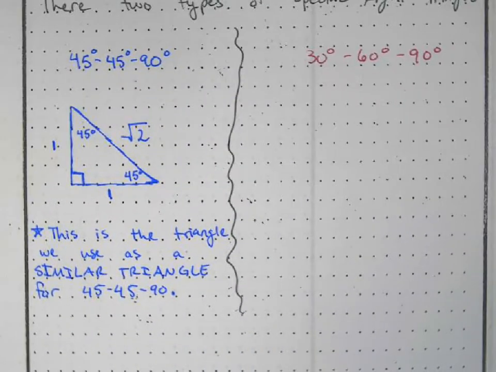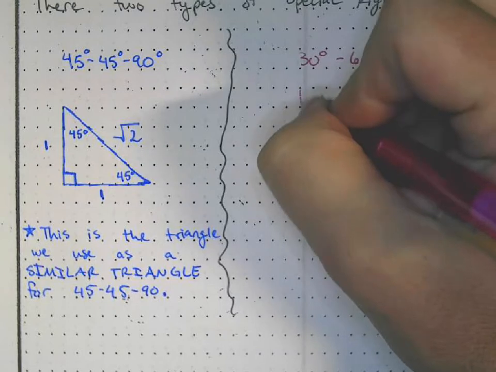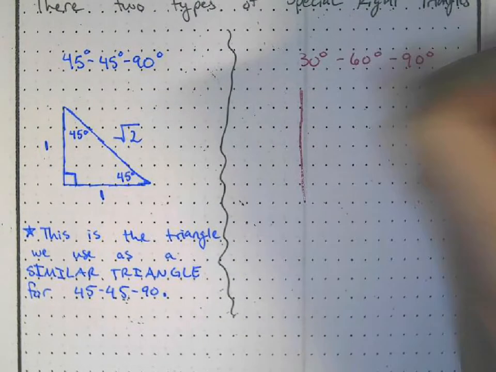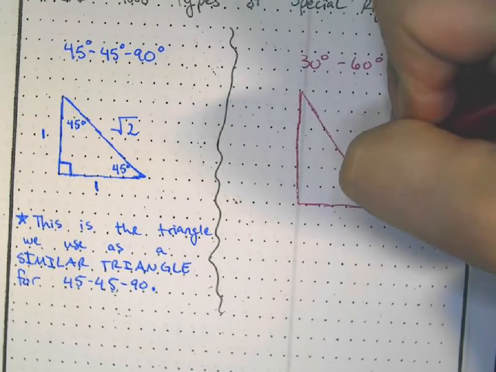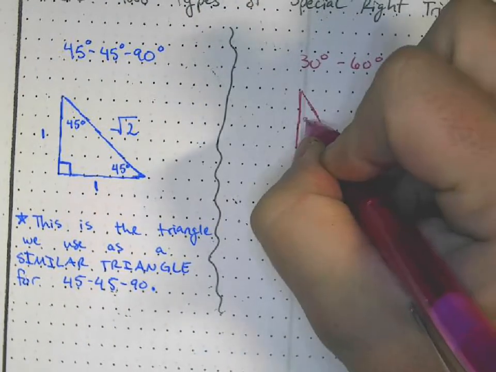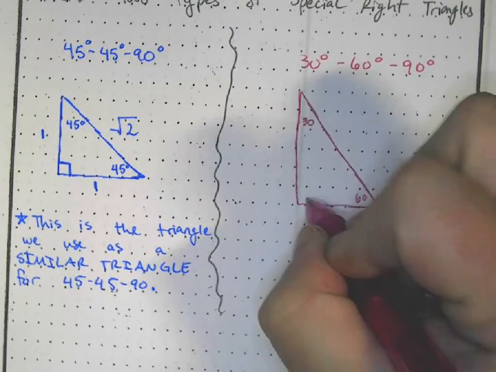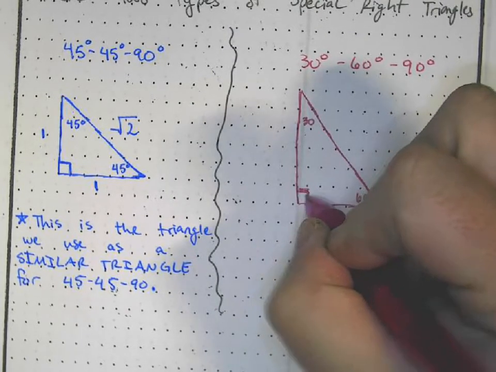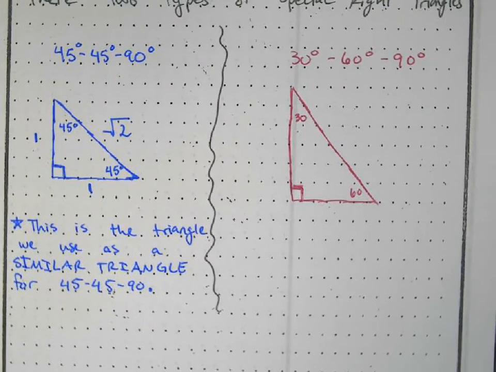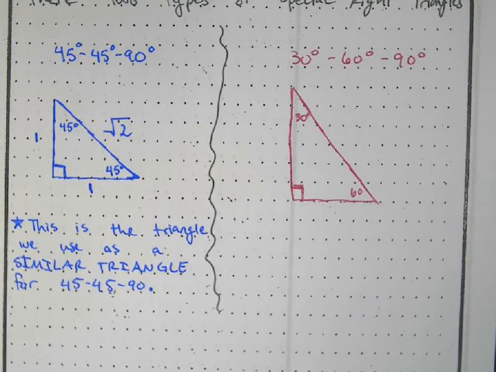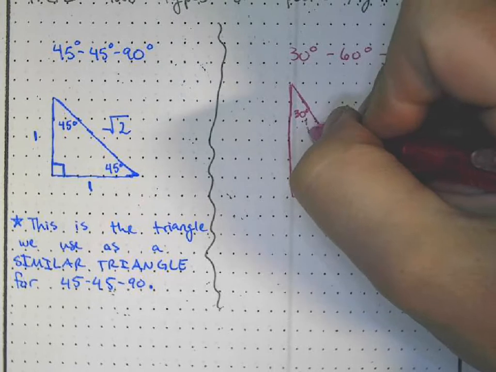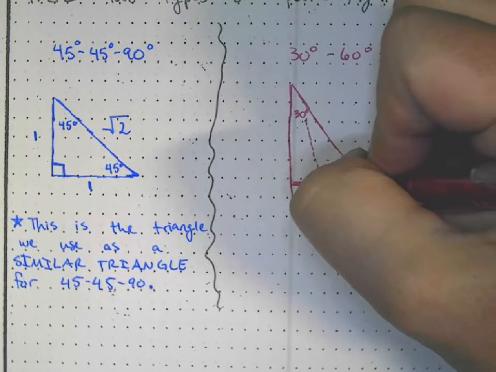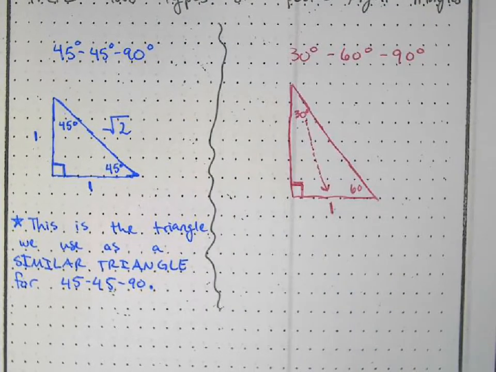Okay, so now we have a different triangle, and this one's 30, 60, 90. So it'll look something more like this. It's going to be 30, 60, and then our right angle right here is our 90. Now the key to this is identifying what's across from it. So across from the 30 degrees, if I look across it, I'm just drawing like a dotted line. Across from the 30 degrees is my side length 1.